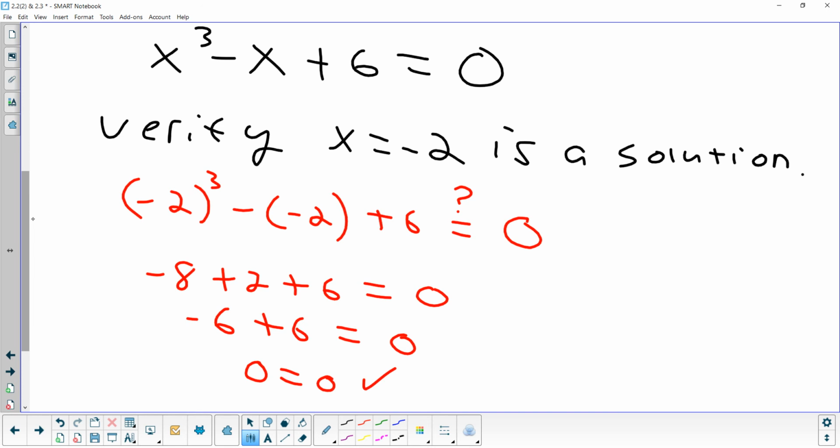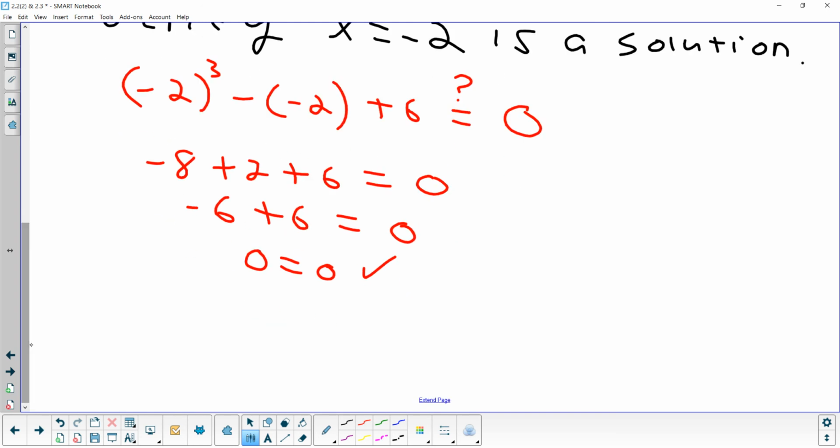Is it the only solution? I don't know. I'd have to check. We know cubics can cross the x-axis up to 3 times. So there could be 2 other solutions. But we at least know that that is one of them. Okay, any question on that? All right.